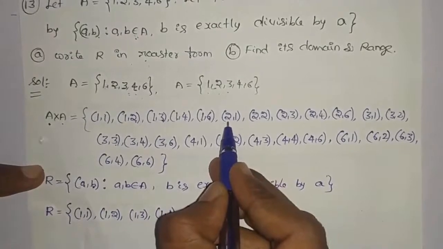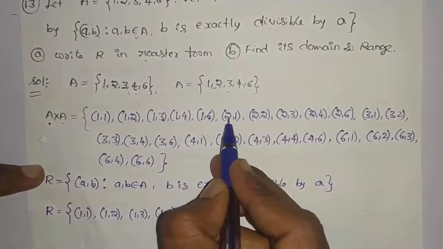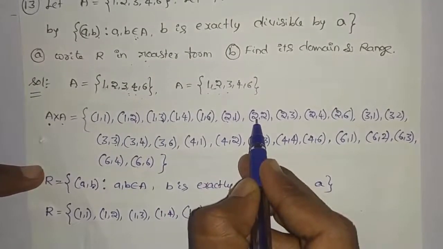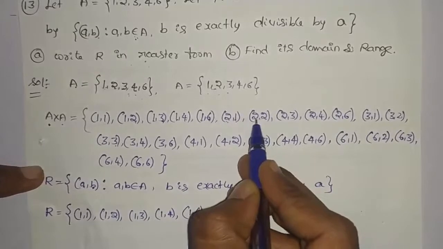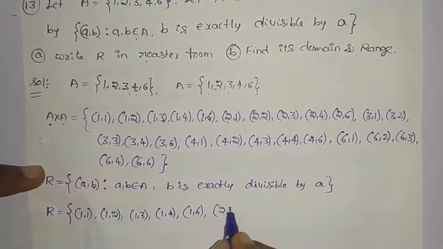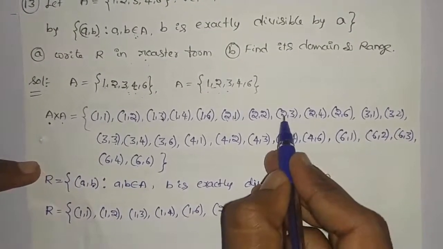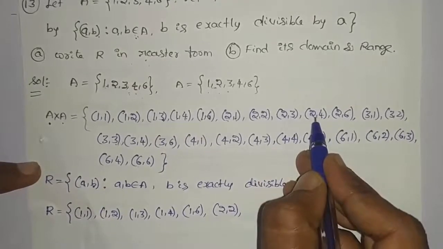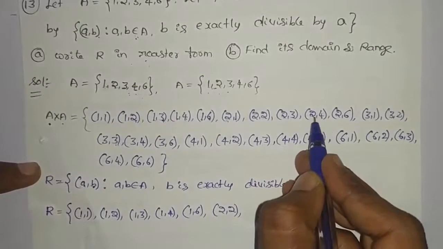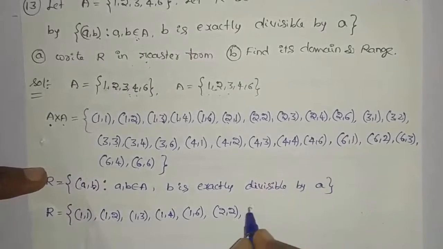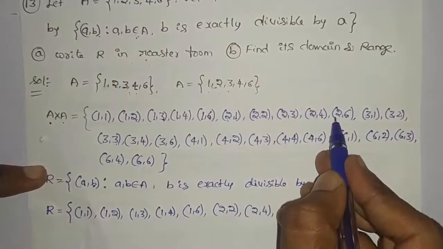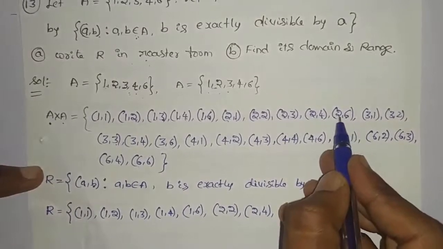1 is divisible by 2? No. 2 is divisible by 2? Yes, we know that every number is divisible by itself: (2,2). Next, 3 is divisible by 2? Is it possible? No. 4 is divisible by 2? Yes, it is divisible: (2,4). Next, 6 is divisible by 2? 6 by 2.